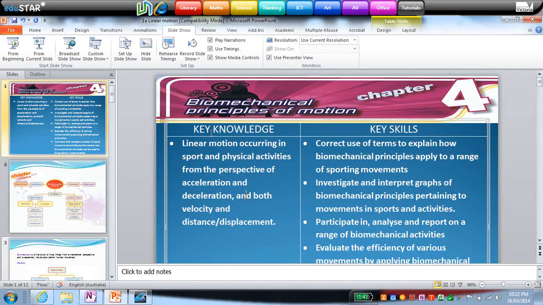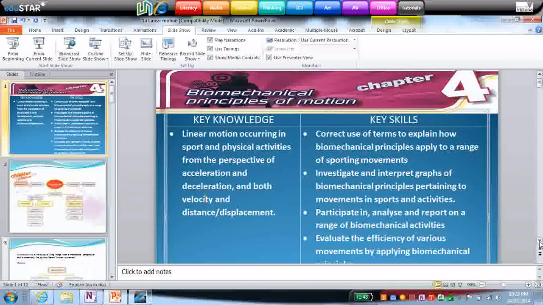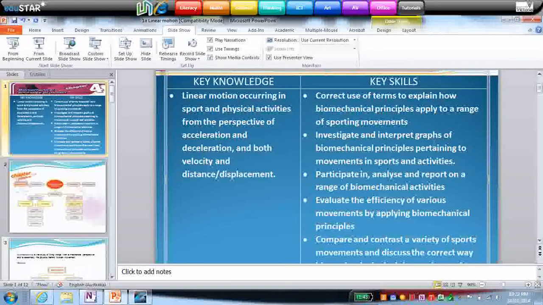Alright, in this video we're going to investigate linear motion, and within that acceleration, deceleration and velocity, displacement and distance. The key knowledge is obviously listed there, and the key skills will appear throughout all of this video series as they relate specifically to each one of the biomechanical principles.